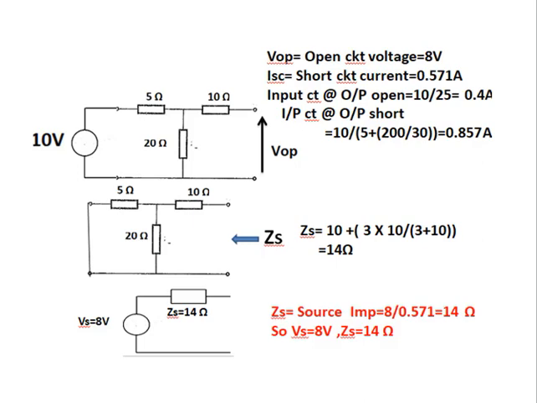Seeing from the output, the source impedance equals 10 plus 3 into 10 whole divided by 3 plus 10, that is equal to 14 ohms. For this circuit, if we apply a 10 volt source voltage, Vs is equal to 8 volts, and the source impedance is equal to 14 ohms.